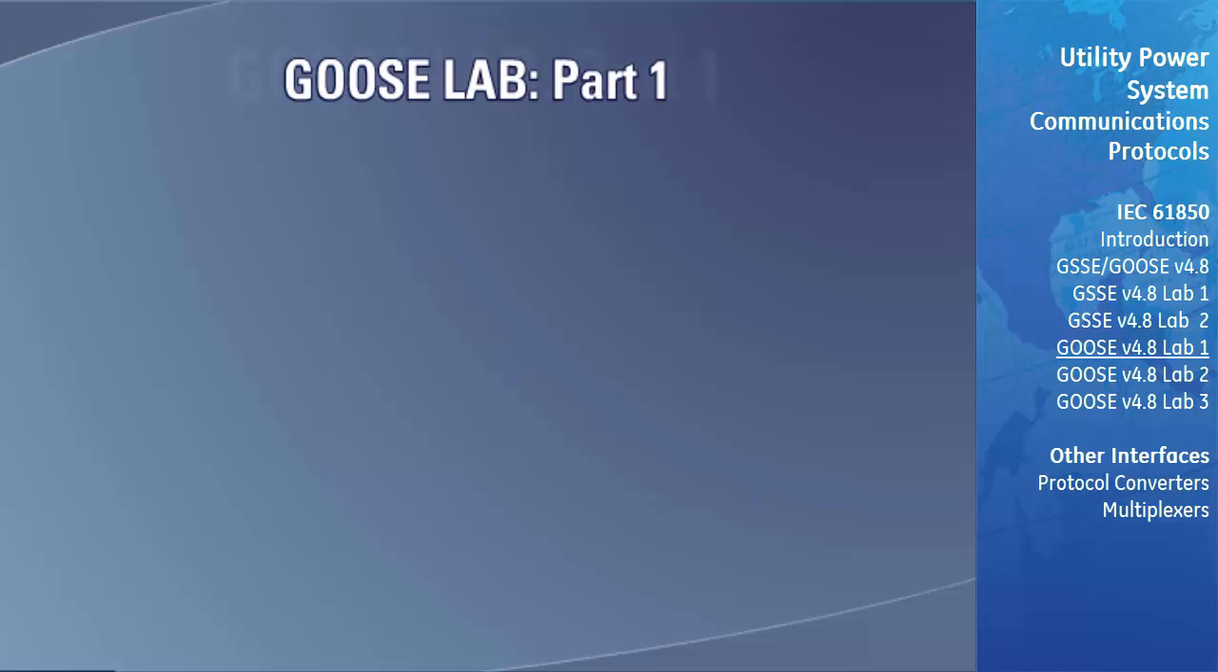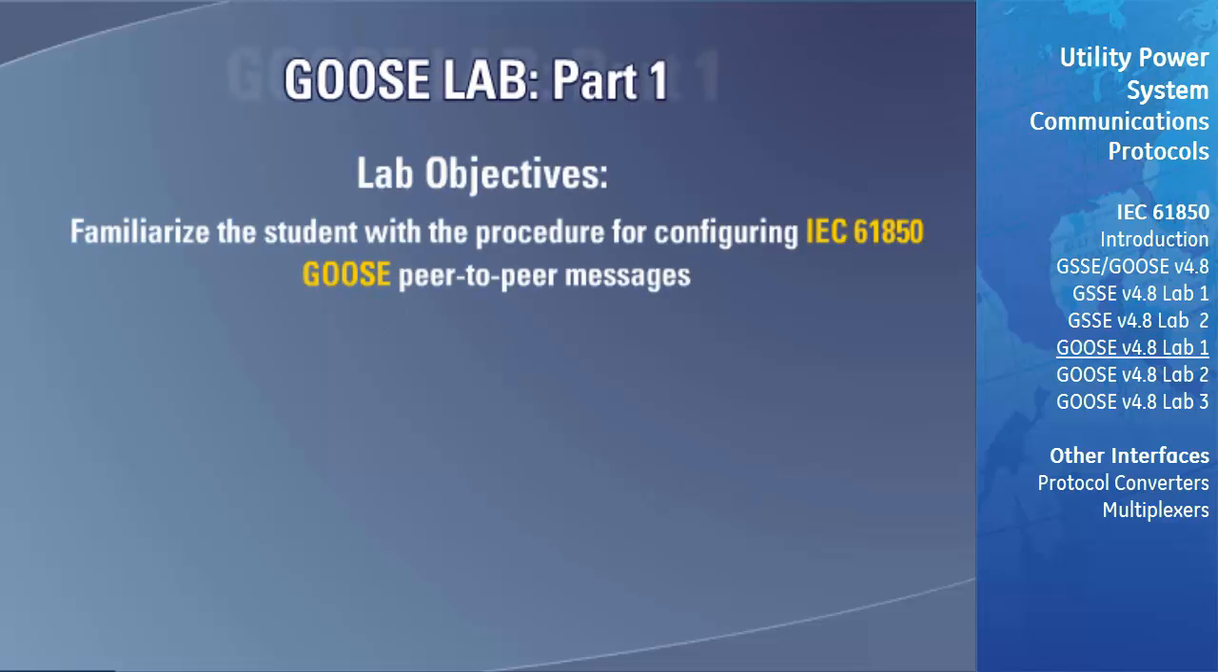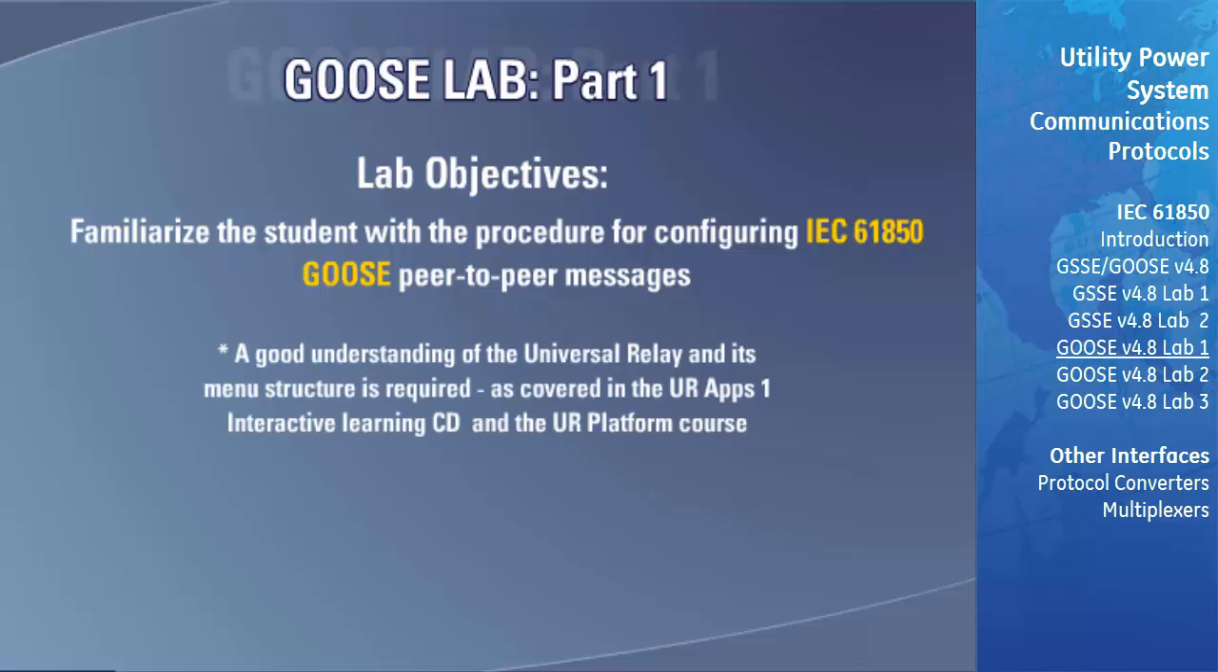The objective of this lab is to become familiar with the correct procedure for configuring the IEC 61850 GOOSE peer-to-peer messaging service. This lab assumes the student has a good understanding of the universal relay and its menu structure, as is covered in both the UR Apps 1 Interactive Learning CD and the Universal Relay Platform course.